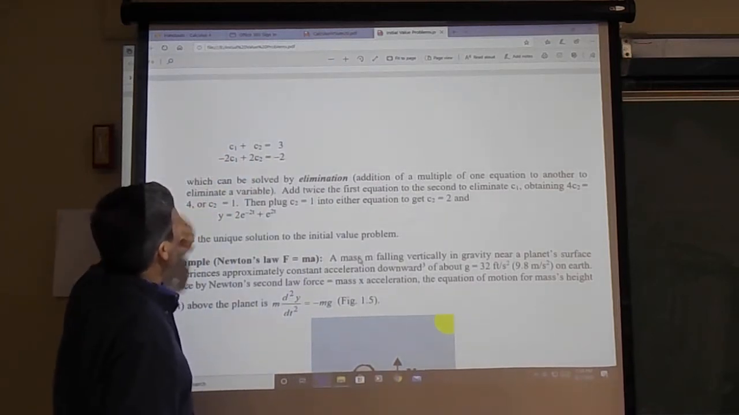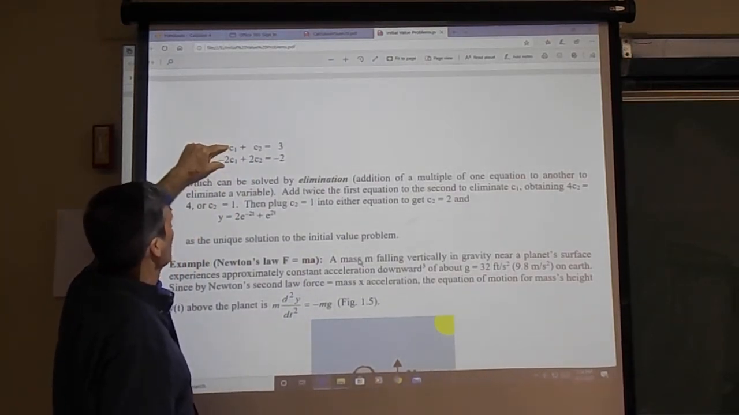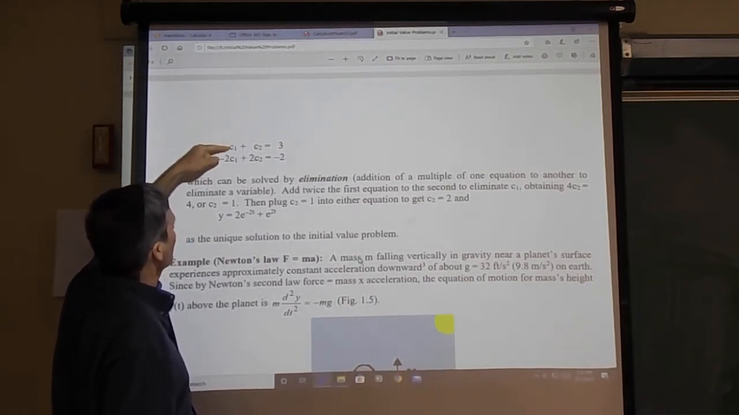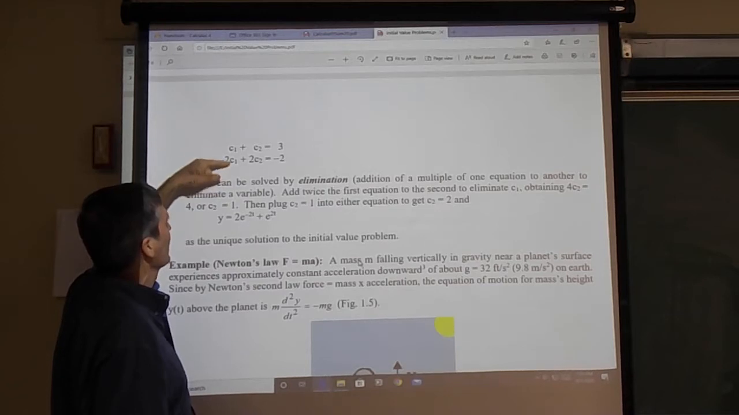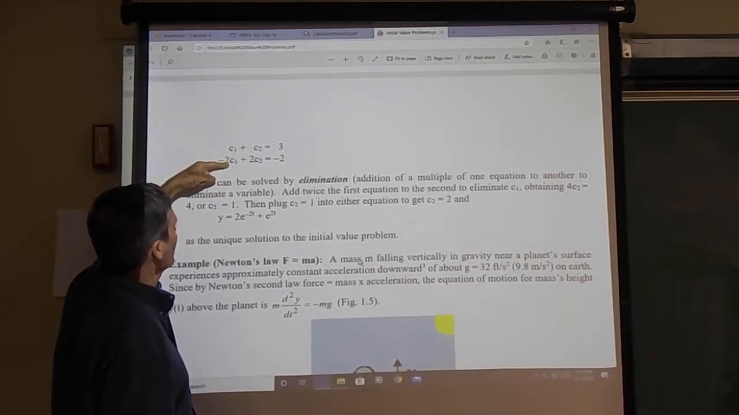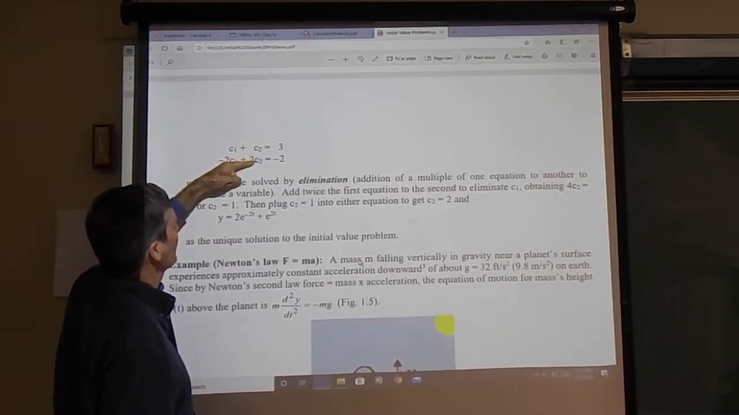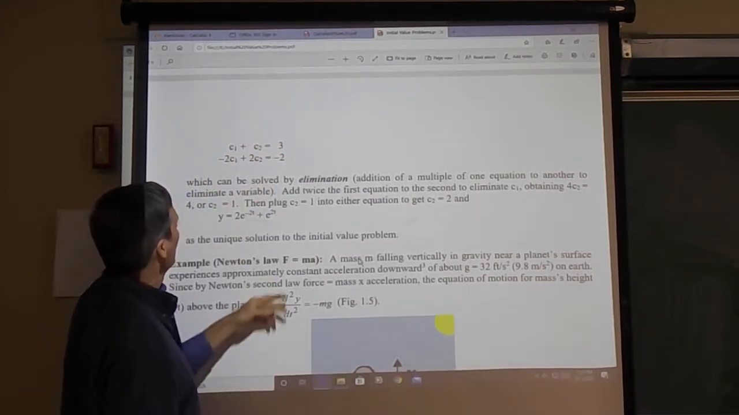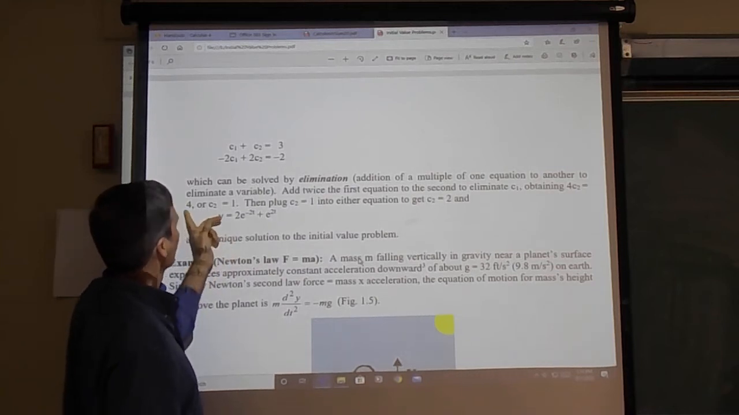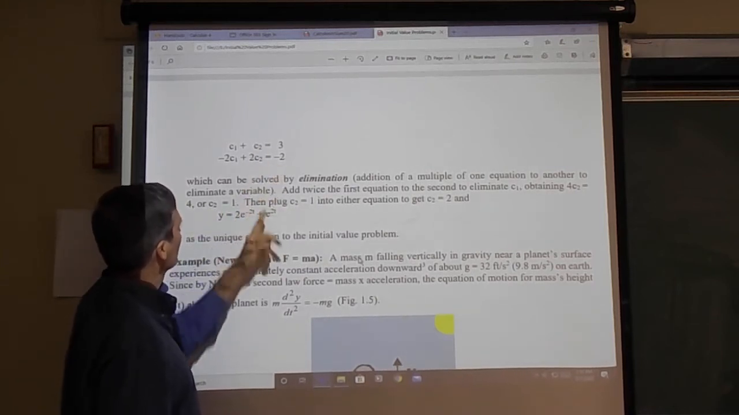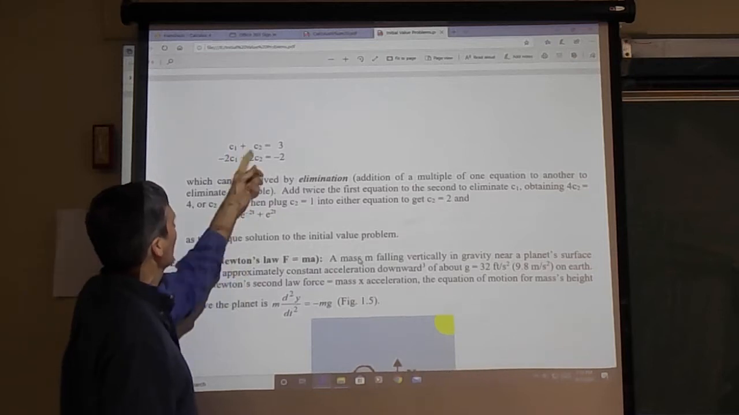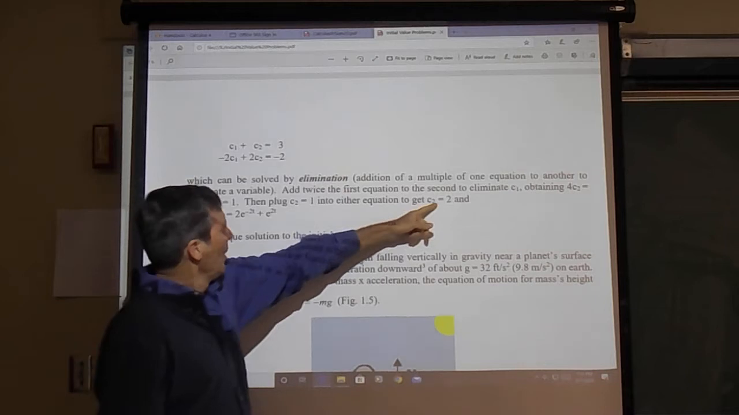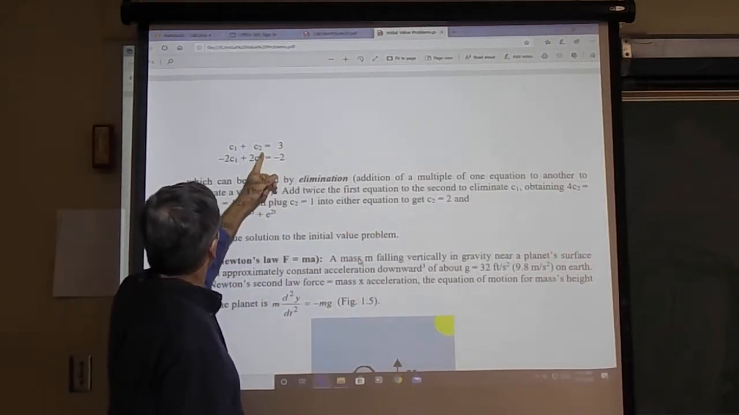How do you solve that? Well, one way to solve these is to add a multiple of one equation to another. If I take twice the first equation and add the second equation, 2c1 and the minus 2c1 will cancel, right? 2 times this one added to this one gets 4c2. 2 times this one added to this one is 6 minus 2, which is 4. I get 4c2 equals 4 by adding, and then that tells me that c2 equals 1. Then I plug it into either equation, like plug it in here, that tells me c1 has to be 2. I'm sorry, what did I do here?